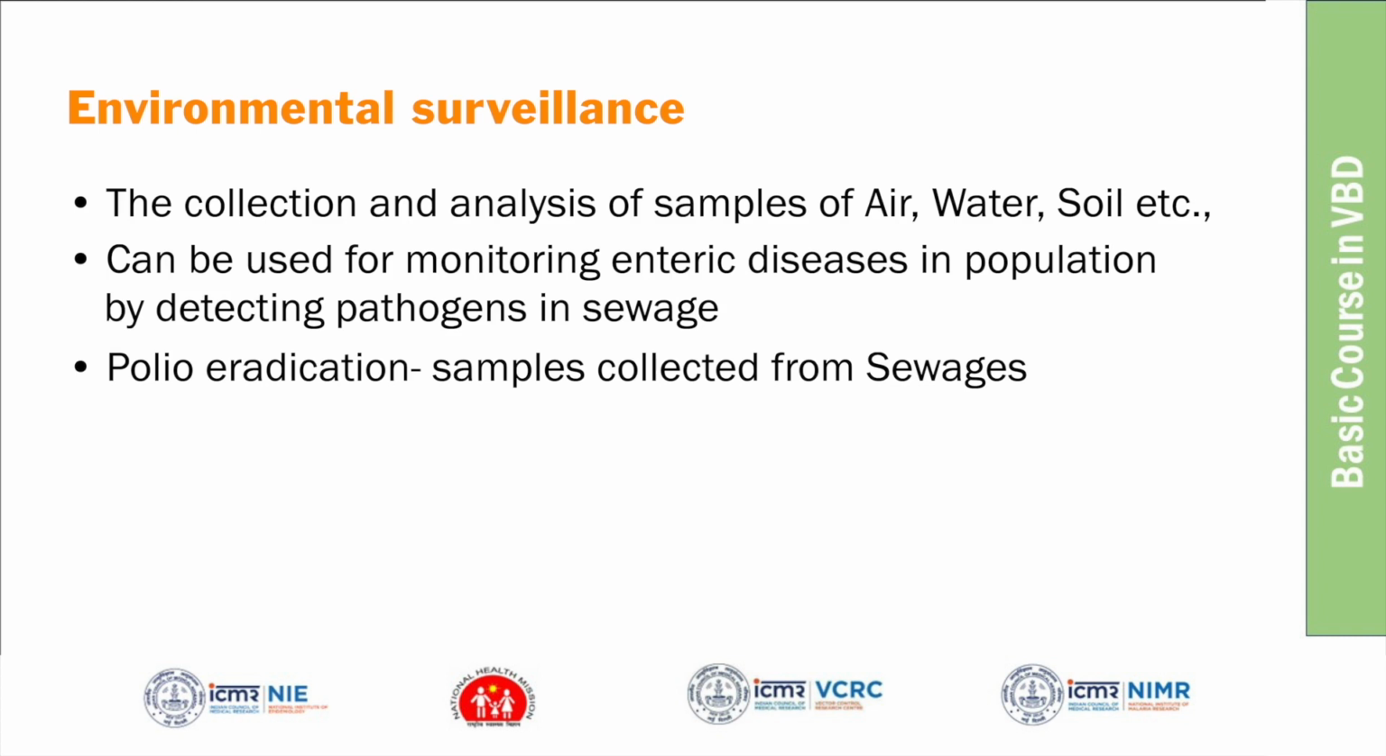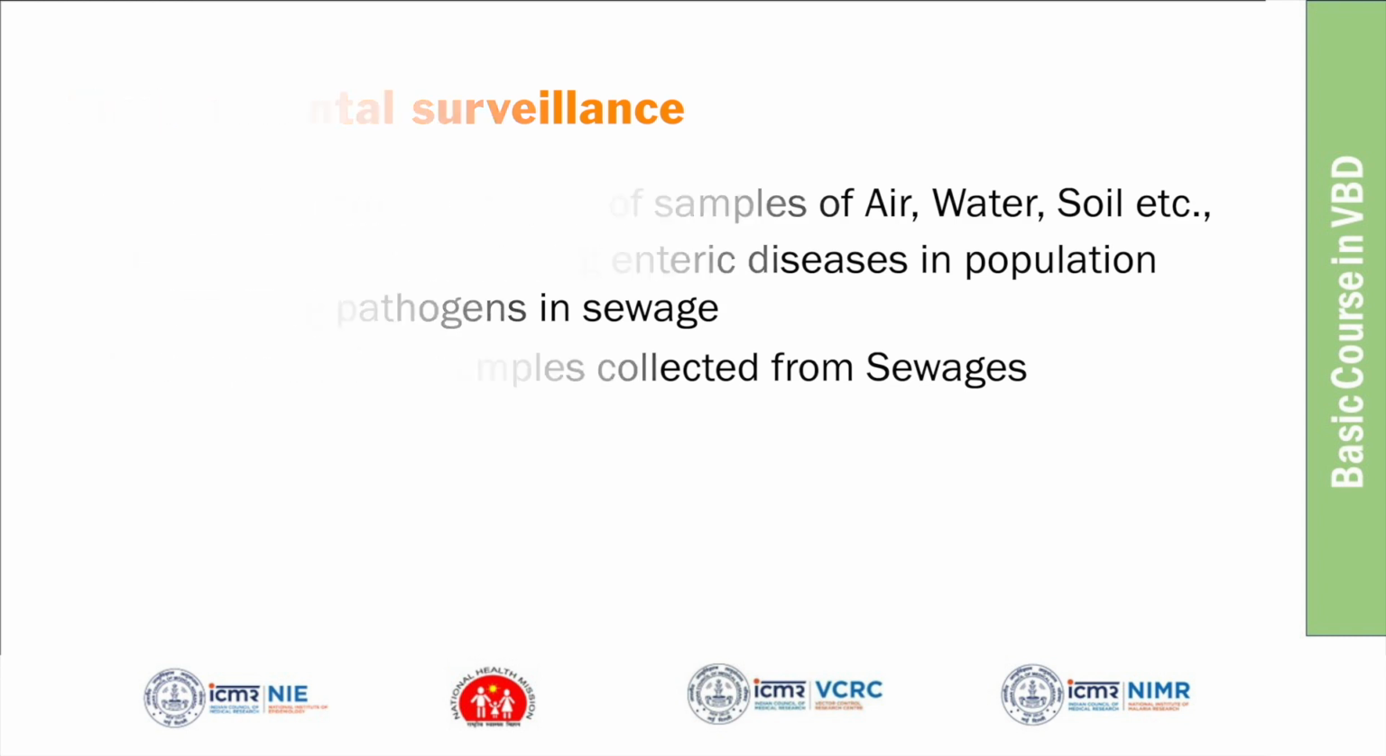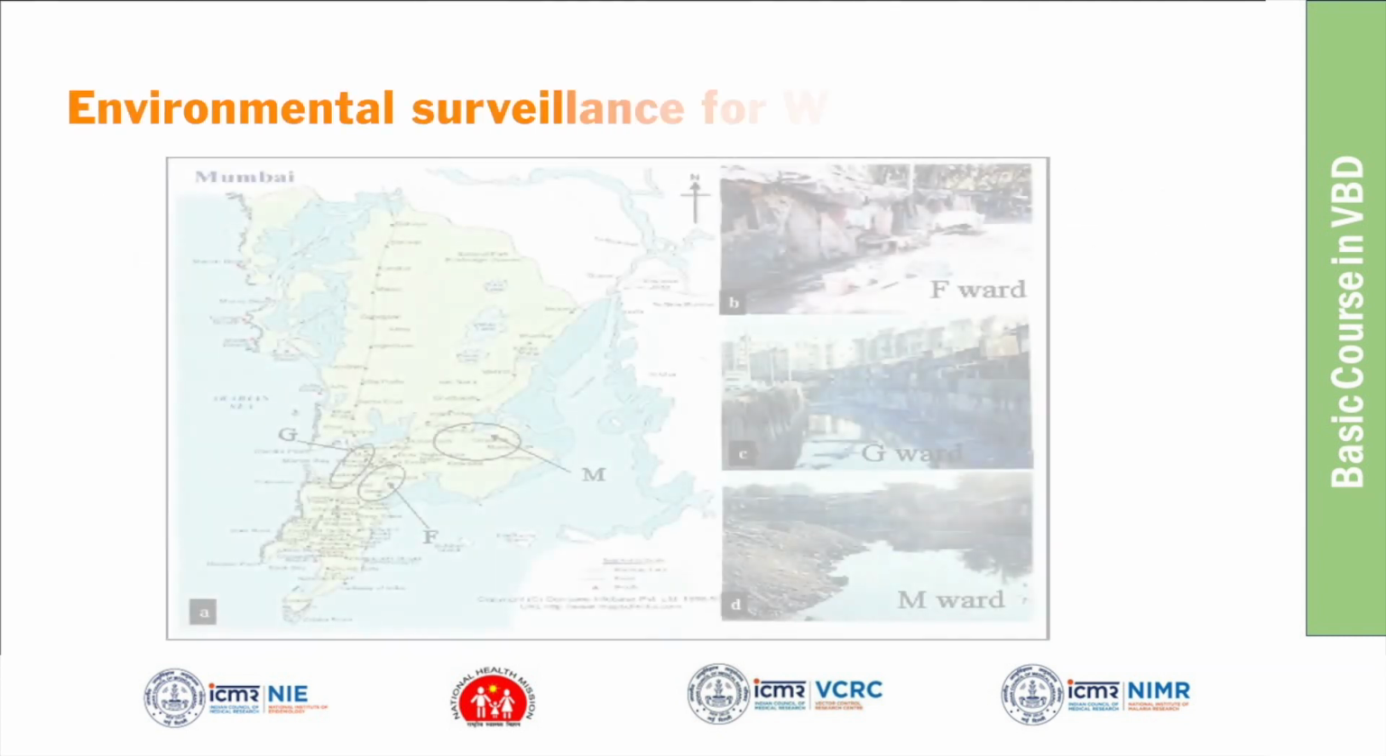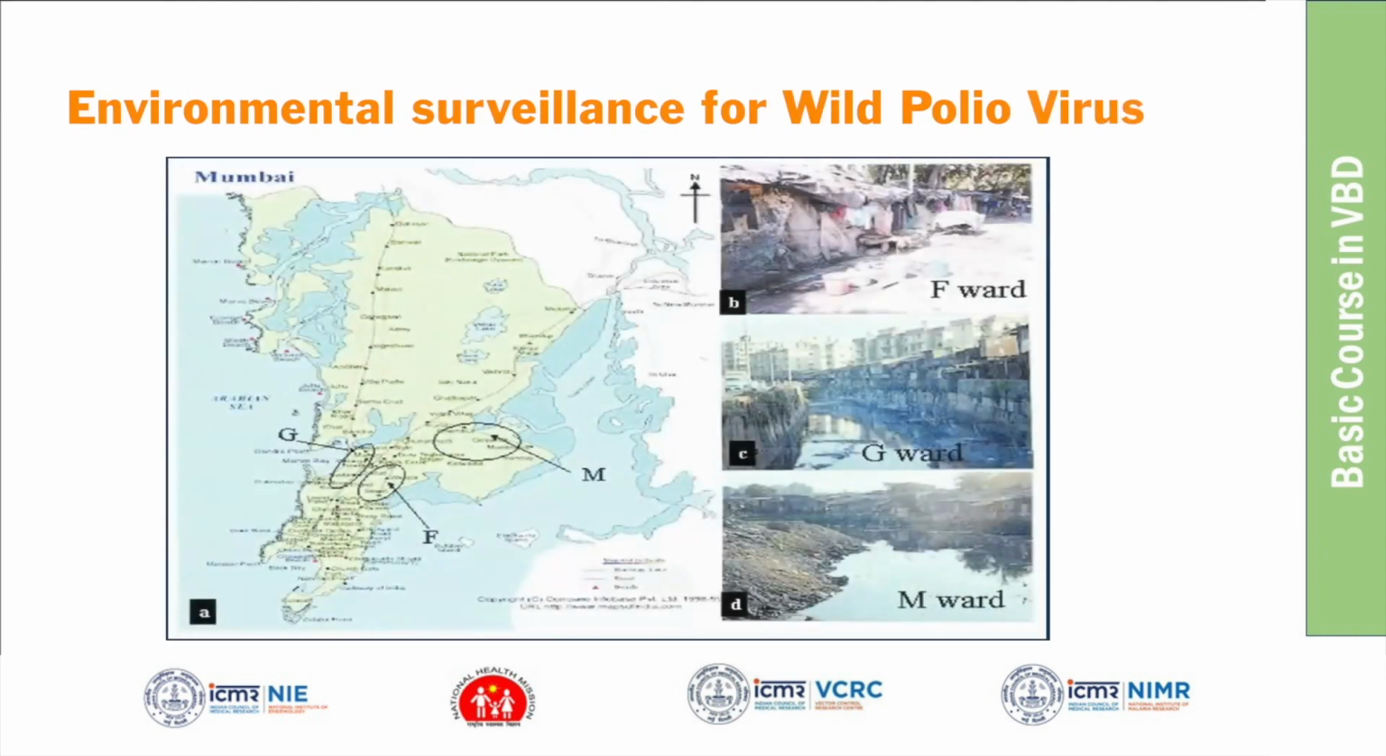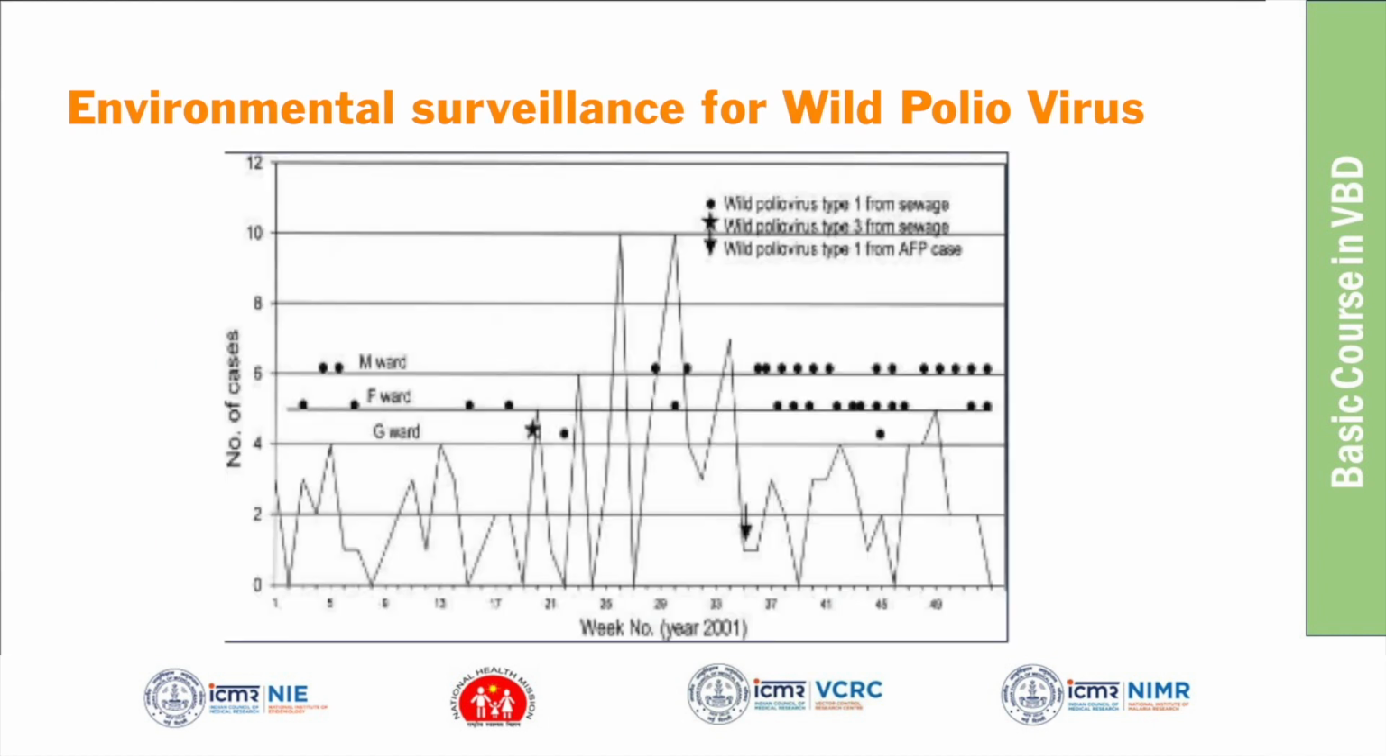As all of you know, in polio, many people are working to eradicate polio at the global level. So they collect samples from sewage. They detect the pathogens. This is called environmental surveillance. Just the pictures show where they are collecting those samples, again from a number of cases, pathogens from each ward.